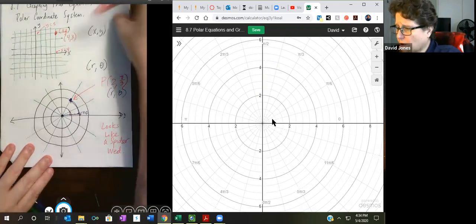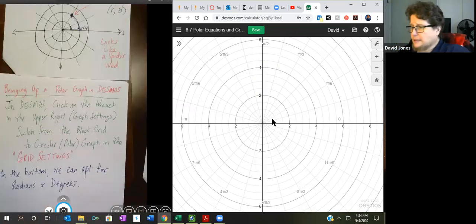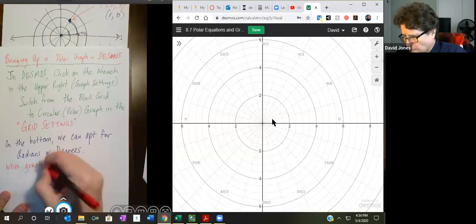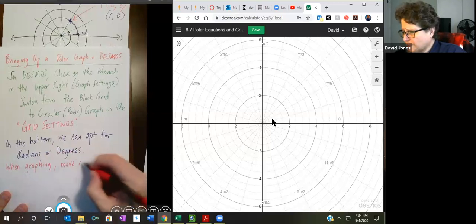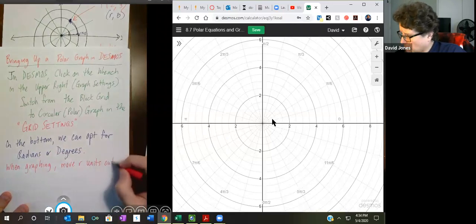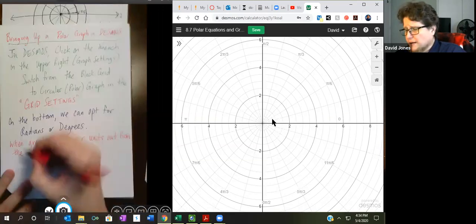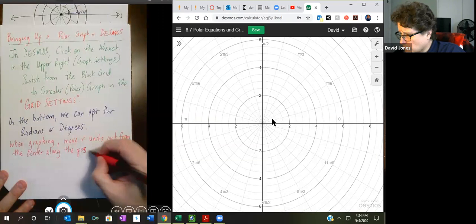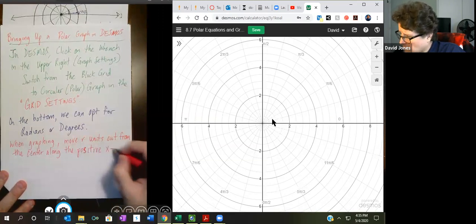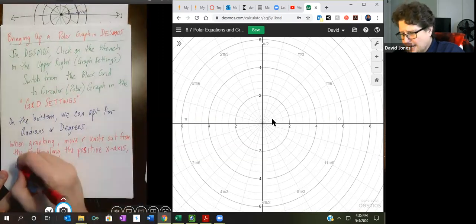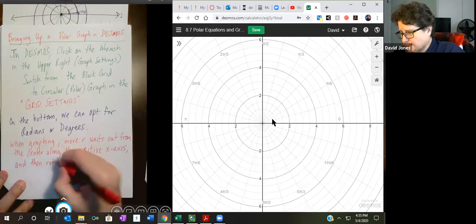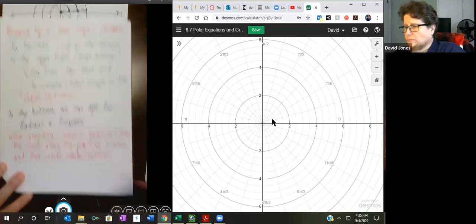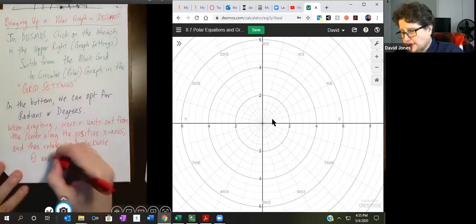Okay, so I'll write that in words. When graphing, move r units out from the center along the positive x-axis, and then rotate counterclockwise theta units, whether it's radians or degrees.